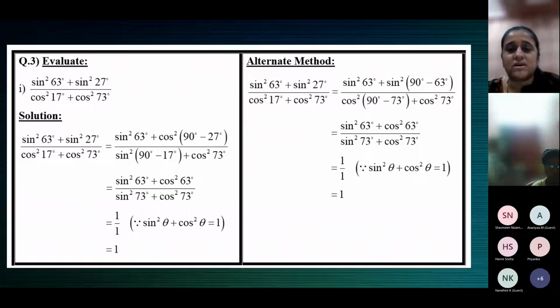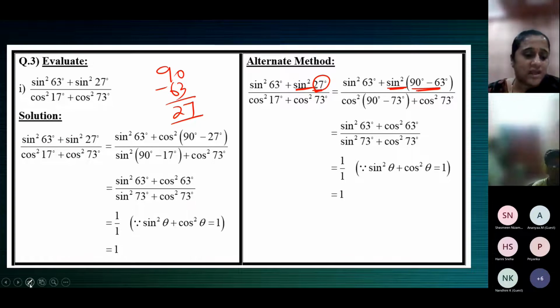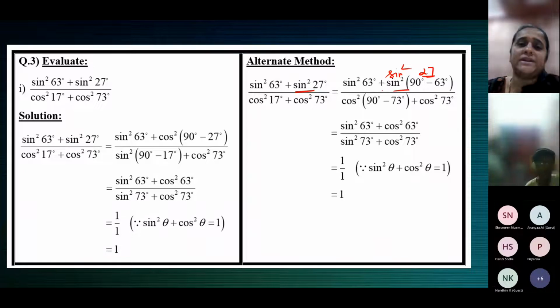Write the sine square as it is. Instead of 27, what is 27? 90 minus what is 27? 90 minus 63 is 27. So instead of 27 degrees, what you see here is 90 degrees minus 63 degrees. In other words, we've written the same thing. We've written sine square 27 degrees only here. Instead of 27, 90 minus 63. So we have not used any rule.